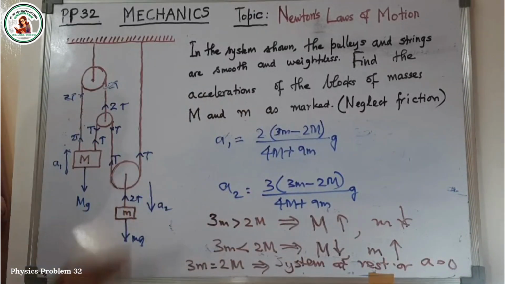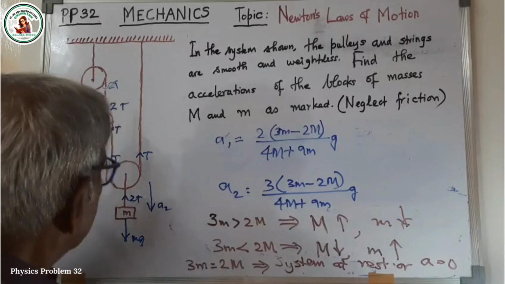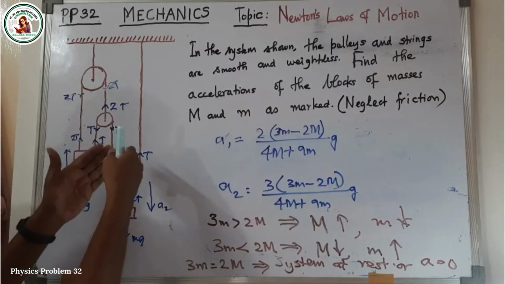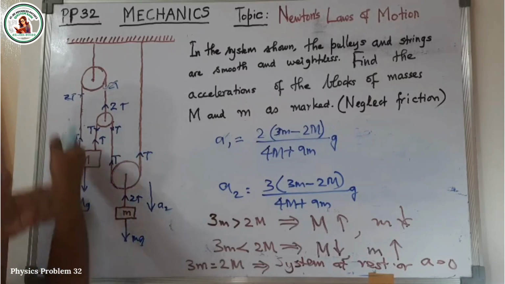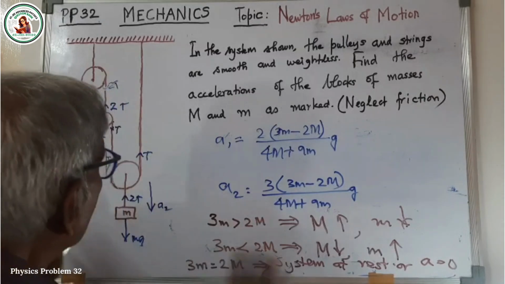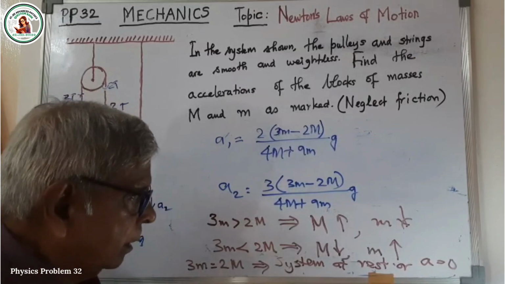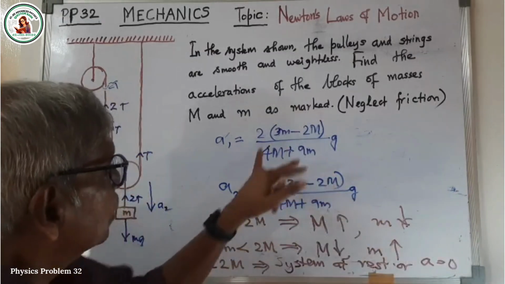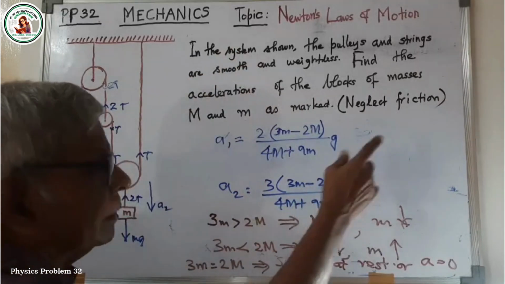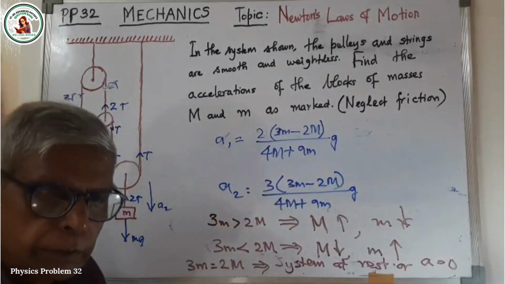Because suppose you disturb it, the system will still move but with uniform velocities. If you disturb it downwards, this will move down, this will move up. Or if you disturb it this way, this can move down, this can move up, but both will move with uniform velocities. No acceleration, that is the case. And the two velocities, v1, v2 will maintain the same ratio as v1 by v2 equal to 2 by 3. So with that ratio, they will move with the uniform velocity.